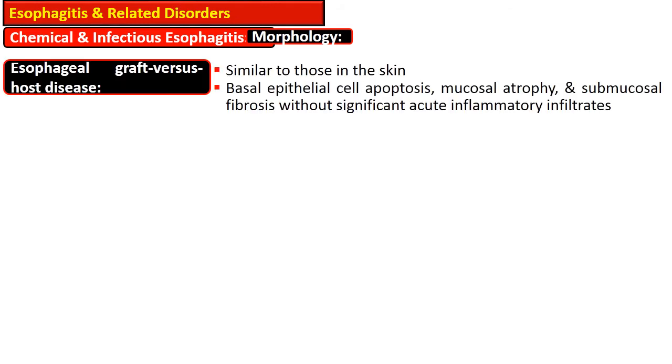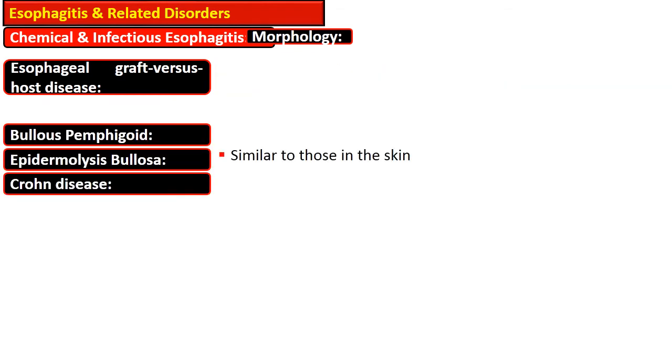Now, continuing the morphology of the esophagitis, graft versus host disease associated esophagitis is similar to that in the skin. There is basal epithelial cell apoptosis, mucosal atrophy, and submucosal fibrosis without significant acute inflammatory cell infiltrate. While bullous pemphigoid, epidermolysis bullosa, and Crohn's disease show lesions that are similar to the skin.